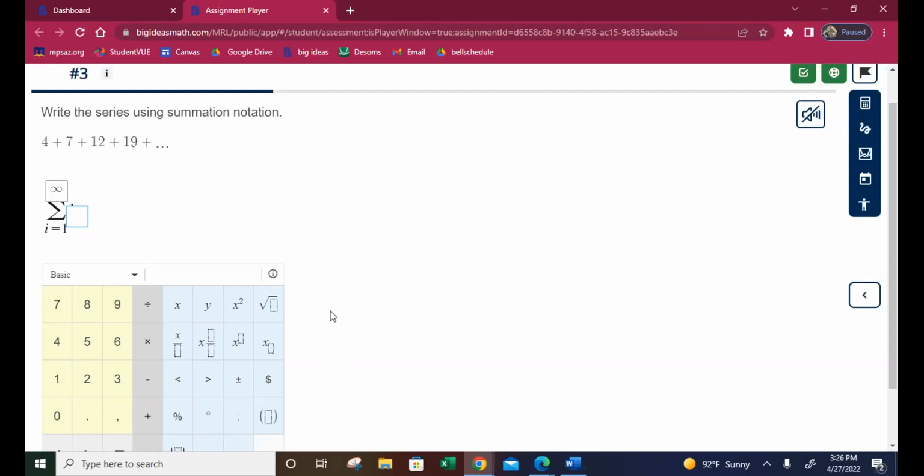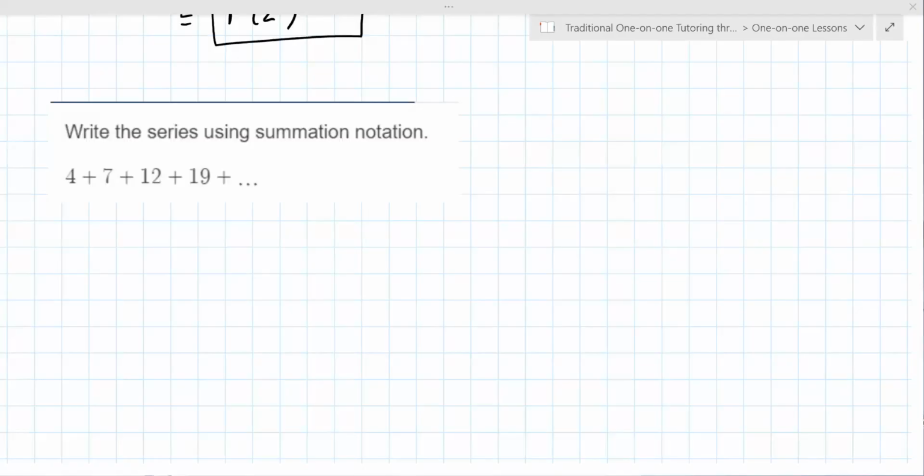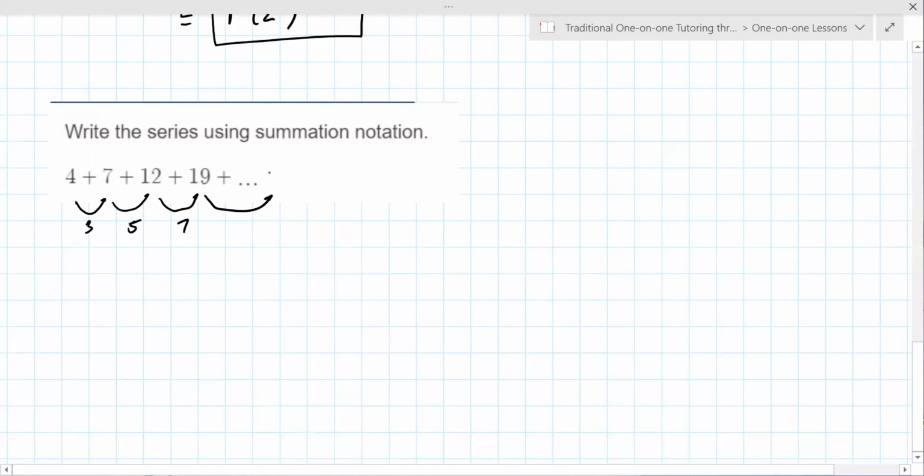All right, so let me share my screen. What I notice is it's going up by 3, and then 5, and then 7. Do you see that? So the next number would be up by 9, and that would be 28. So how do we get it? It is going up by 2 each time.